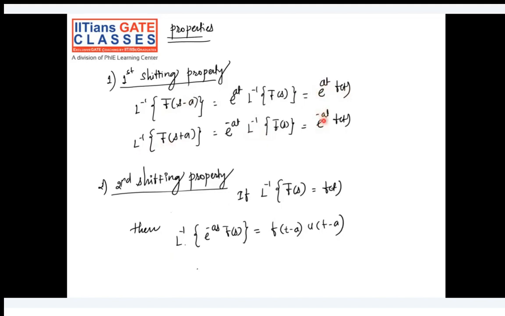Okay. Similarly, second shifting property: inverse Laplace transform of f bar of s is f of t, we know. So using that, inverse Laplace of e to the power minus a s f bar of s can be written as f of t minus a into u of t minus a.